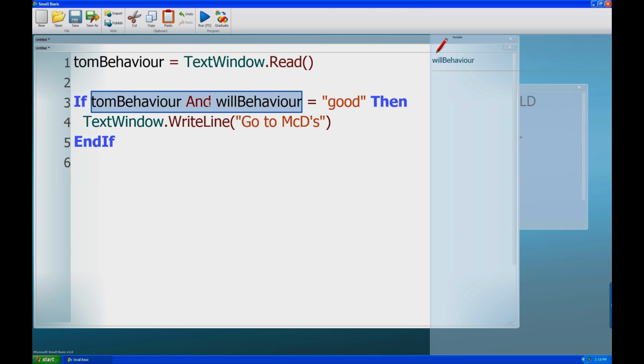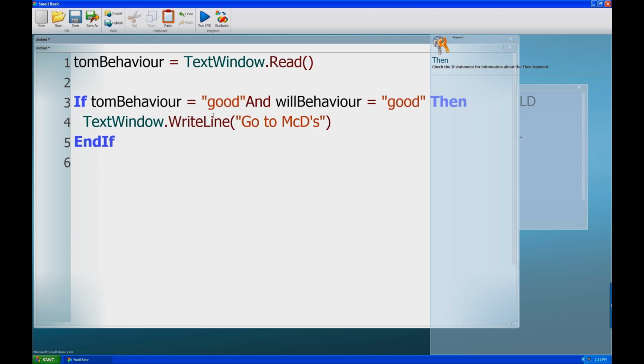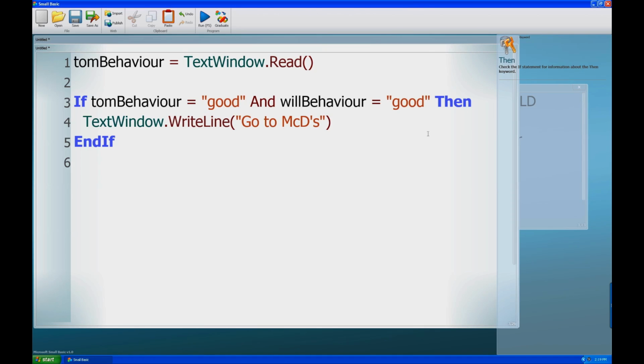The only thing the computer can understand is these statements here, when you've got something to check and something to check it against with an operator either side of it. So we need a whole statement like this on each side. So if Tom behaviour is good and Will behaviour is good, so we're going to need to take this equals good and take it over to next to Tom's behaviour as well. So now we're checking to make sure that both of those things are good.